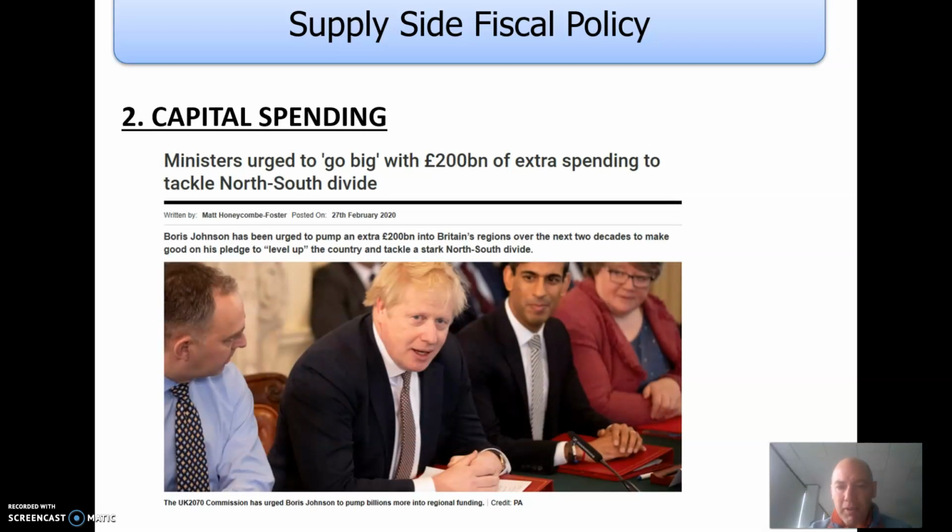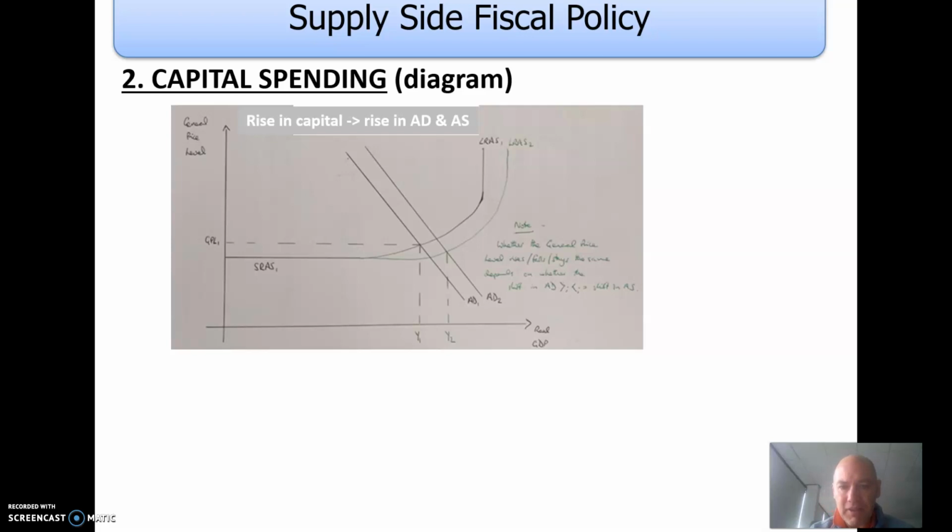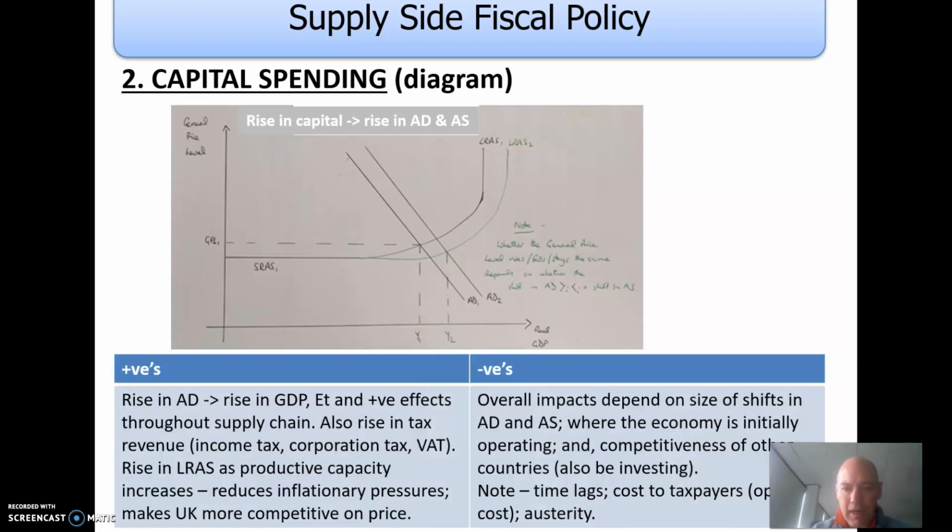Again, this is partly what Boris Johnson's been talking about in terms of reducing this north-south divide. So more money being spent in other parts of the country. How would we show that? Very similar to the last diagram. Draw this in again. Okay, and there is your impacts.